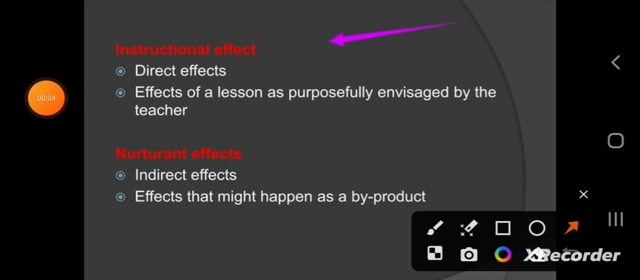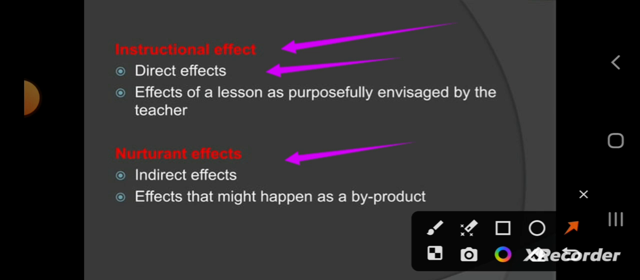Instructional effect. This is the overall impact of a lesson on students, including both the intended and unintended outcome. It encompasses the combined effect of direct and nurturant effect. Direct effects. These are the result of a lesson that are directly aligned with the teacher's objectives. They are the outcomes that the teacher purposefully designed a lesson to achieve. For example, if a lesson aims to teach a specific mathematical concept, the direct effect is how well students learn that concept.